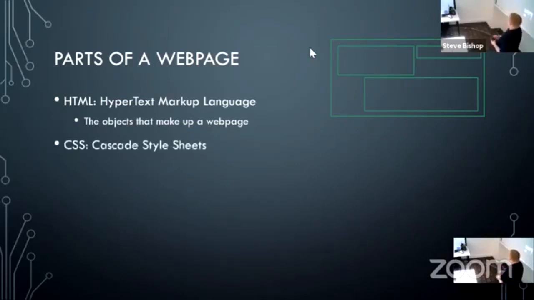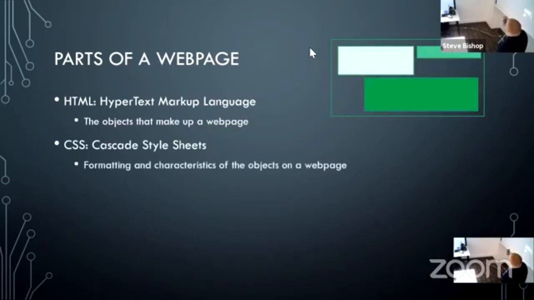Now, CSS stands for Cascading Style Sheets, and that's really what gives the characteristics and formatting of the objects on the web page. So HTML defines the objects. CSS kind of gives the characteristics and the formatting of those objects. Things like color, size, okay? You can even move things around with it.